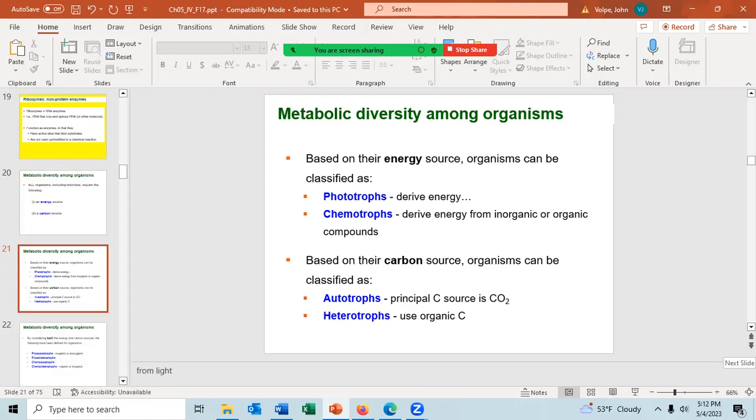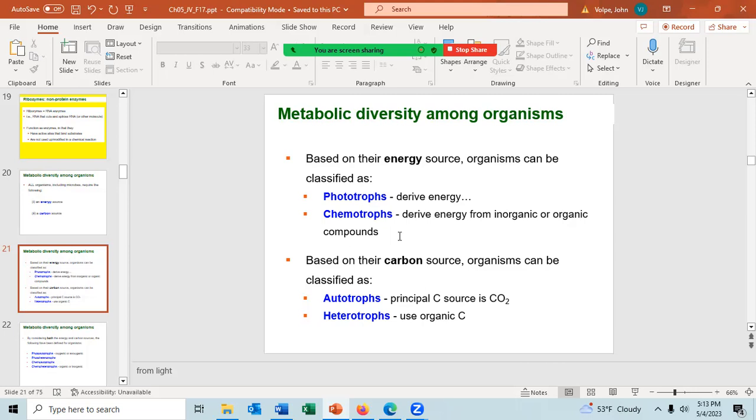Metabolic diversity can be set up by basing an organism's classification on where it gets its energy source. Phototrophs are organisms, I'm talking about cellular-based organisms, that derive their energy from light. A chemotroph is an organism that derives its energy from an inorganic or an organic chemical compound, such as glucose. And as you know, we are a chemotroph, and we derive our energy source from molecules like glucose.